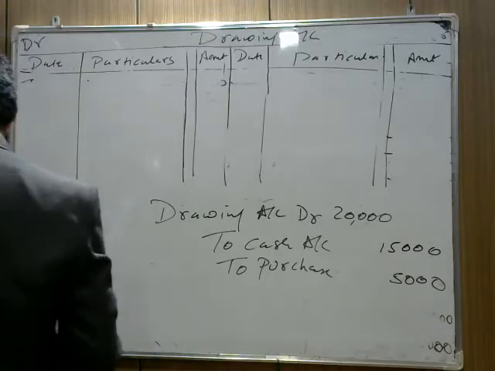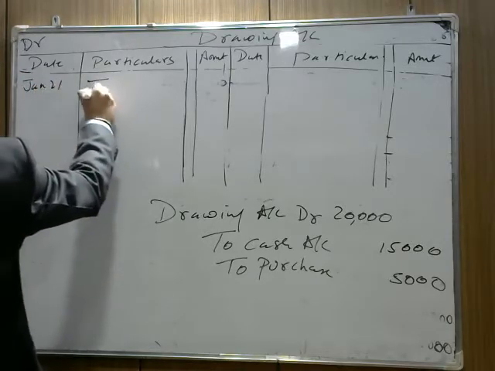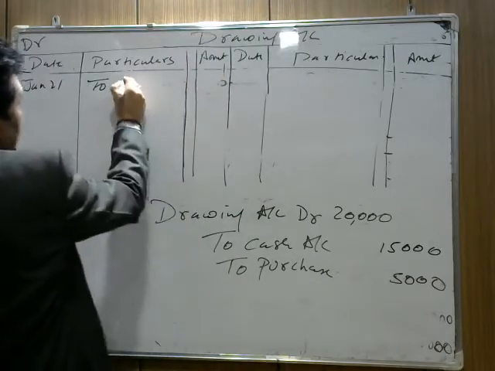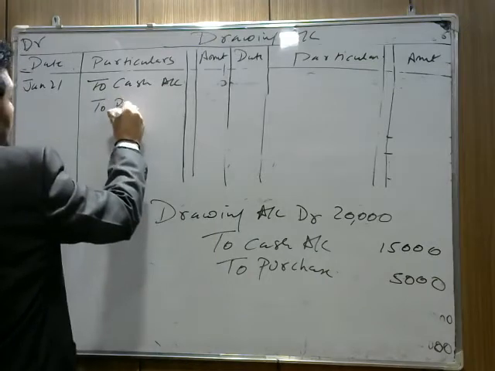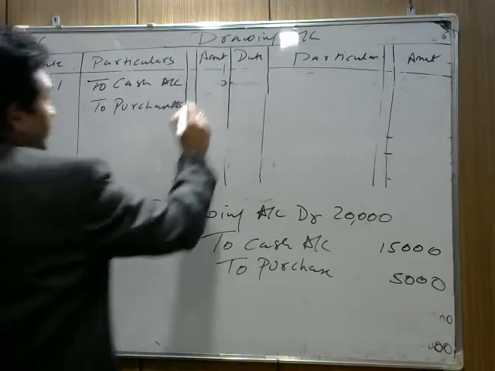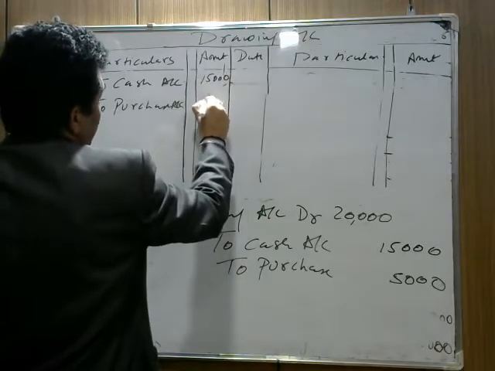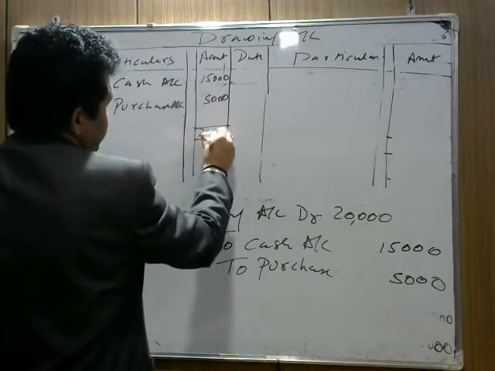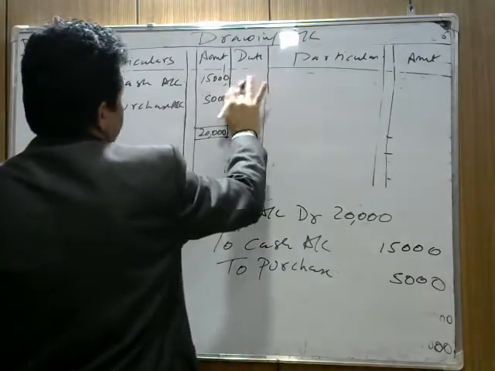So it comes here on Jan 21st. We write To, because we are preparing drawing account. The drawing will be debited. So we write to cash account and we write to purchase account. The cash drawing is 15,000 and the goods worth rupees 5,000. It makes equal to 20,000. And here we write again, no further transactions here.